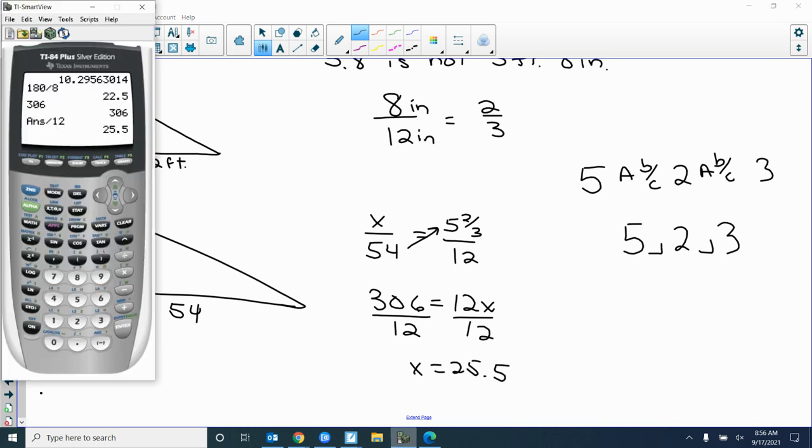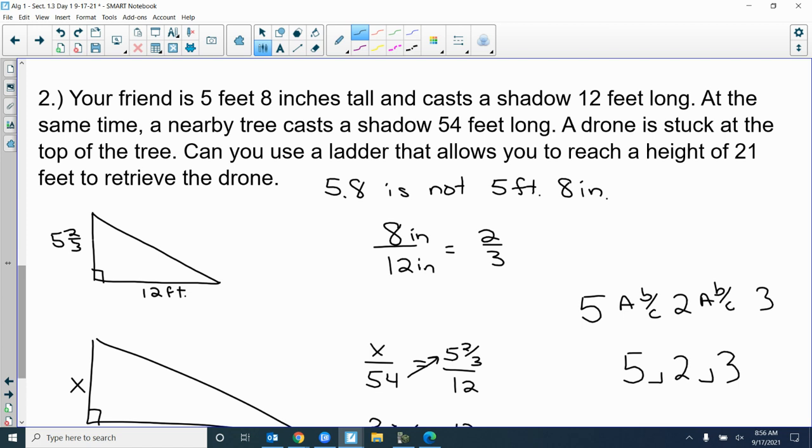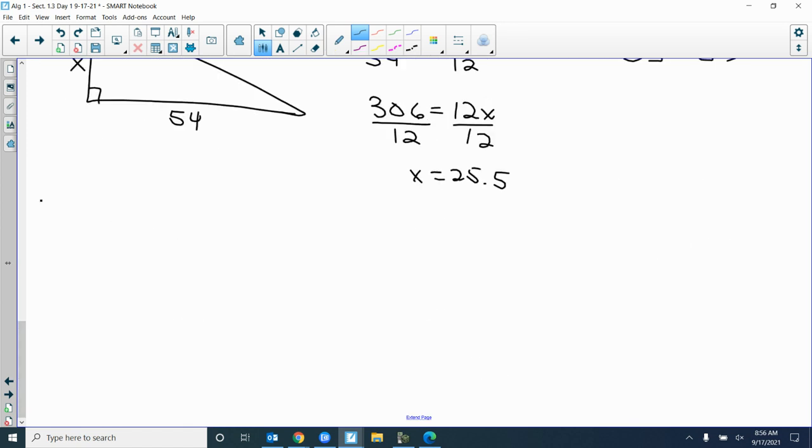On my calculator there are different ways you can do this. I can take 2/3, and I do get a decimal. If I add 5 to it, that's 5 2/3. But if I multiply it times 54, since I didn't round everything off, it'll give me that nice whole number. So you want to keep it in a fraction as much as you can. 25.5. So can I use a ladder that allows me to reach a height of 21 feet to retrieve the drone? No, because the drone is 25 feet up. The ladder's not tall enough.